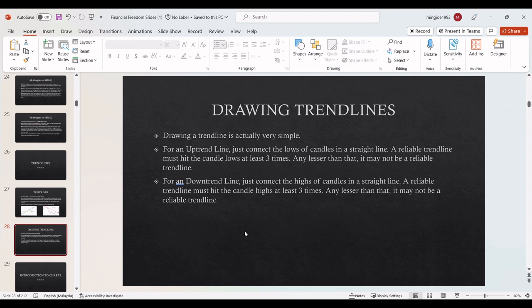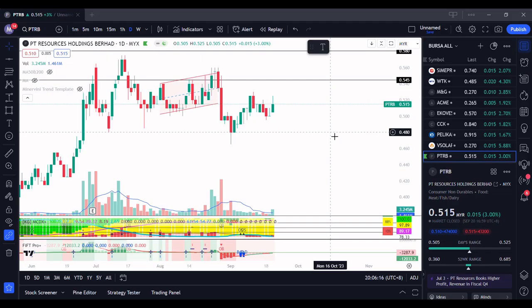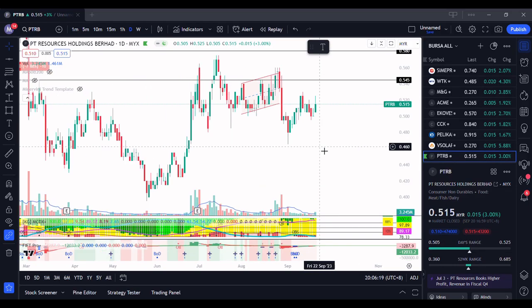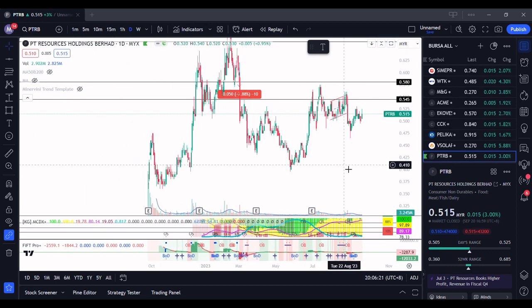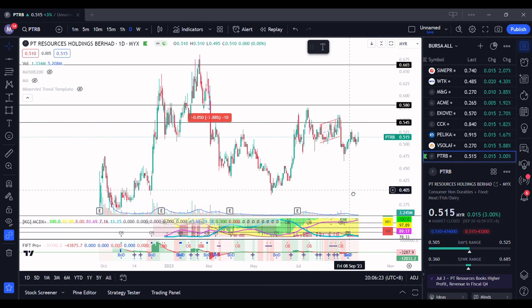So with that, let's go over to the chart and have a look at it. Coming over to the chart, let's just have a few examples of how to draw a trend line, how to see a trend line.